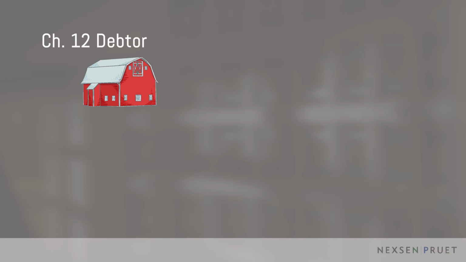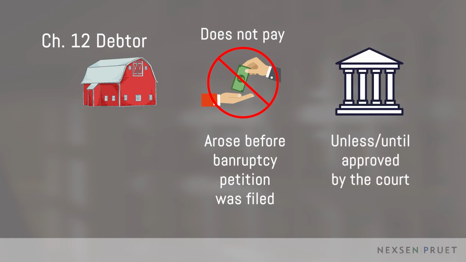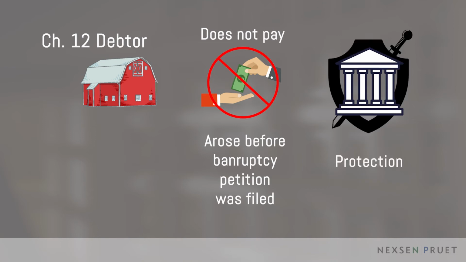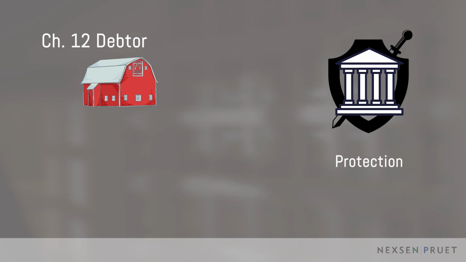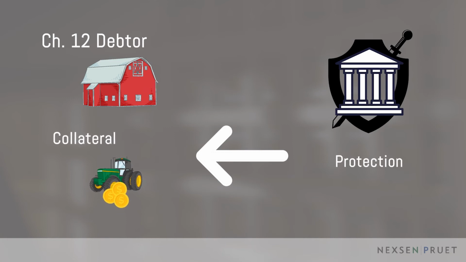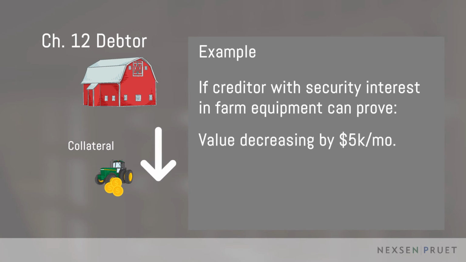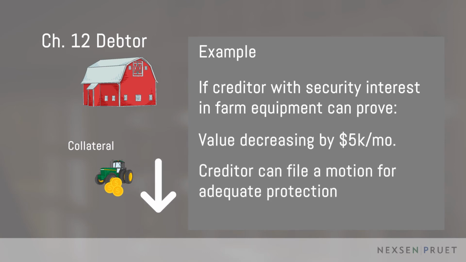A Chapter 12 debtor is not supposed to pay any debt that arose before the bankruptcy petition was filed, unless and until such payment is approved by the bankruptcy court. However, secured creditors are entitled to adequate protection during the bankruptcy case. Adequate protection is designed to protect a secured creditor if the value of the creditor's collateral declines during the bankruptcy case. For example, if a creditor with a security interest in farm equipment can prove that the value of its collateral is decreasing by $5,000 per month, the creditor can file a motion for adequate protection.